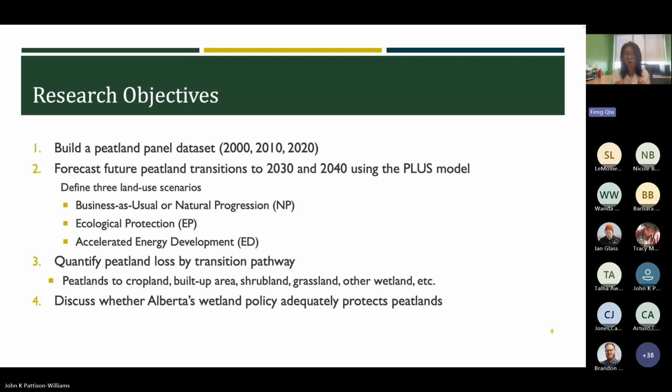We do the forecasting on three different scenarios: business as usual or natural progression, ecological protection, and accelerated energy development. I will say more about these scenarios when we talk about the results. And we also want to discuss policy implications and potential policy limitations within the current existing framework. Okay, next, please.